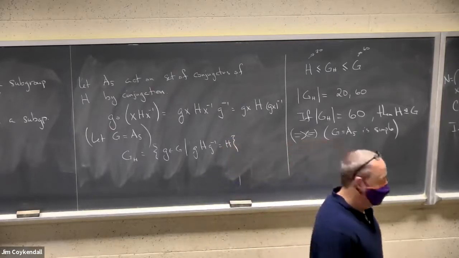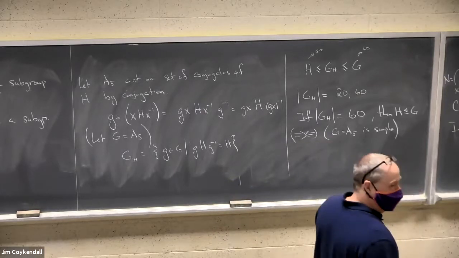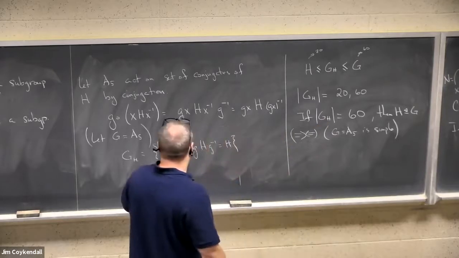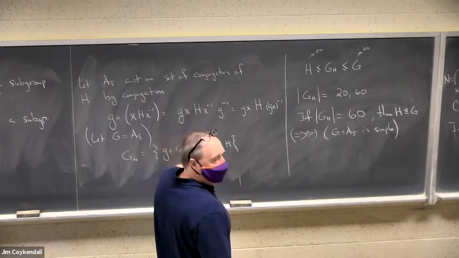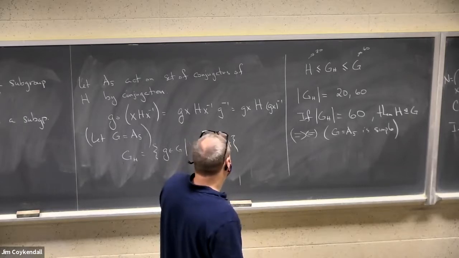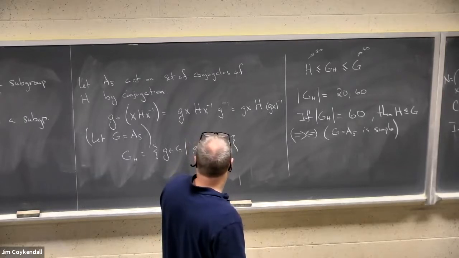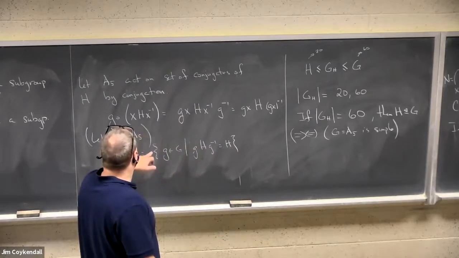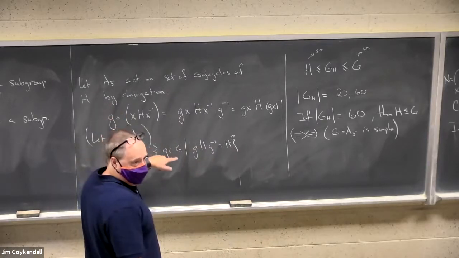What's that? Or is GH? Yeah, this is the stabilizer of H. So this is the set of everything that, when you conjugate H, leaves it alone. It's a subgroup of A5. Right, right. And so H is our subgroup of order 20.